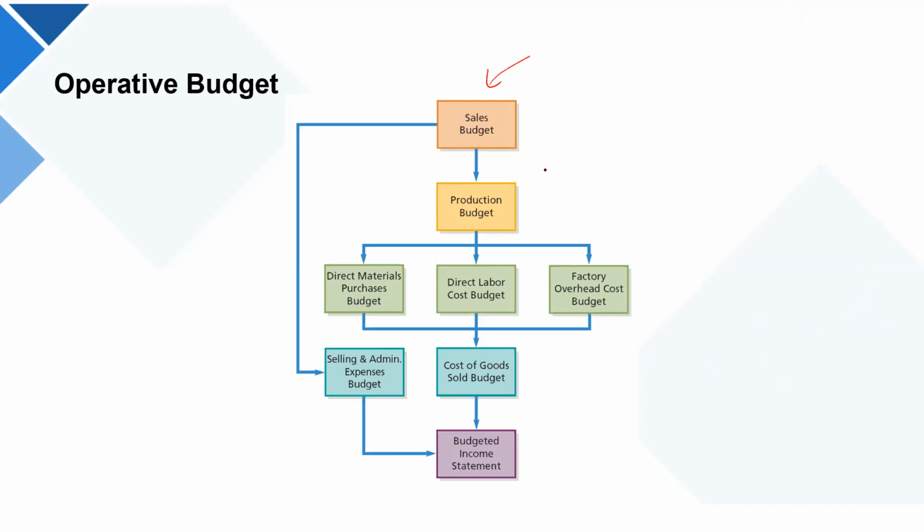So you start with the sales budget, and from the sales budget, you get the production budget, and from there, you get these three squares here. That is the raw materials, the labor cost, and the overhead cost.